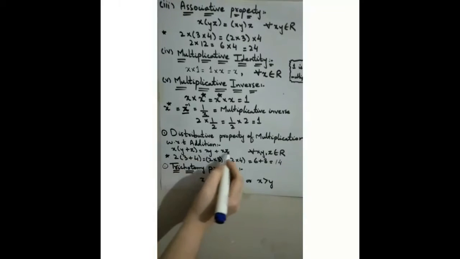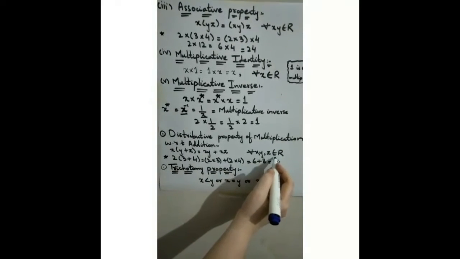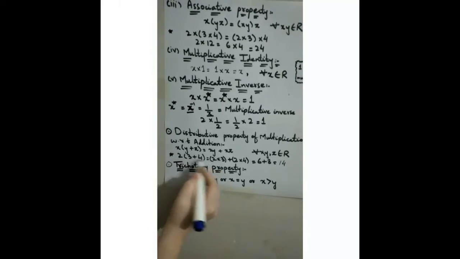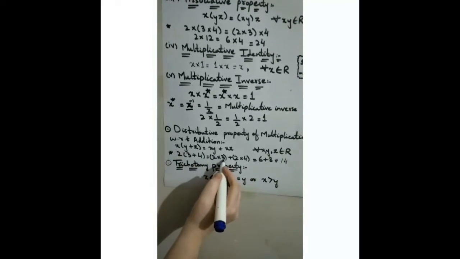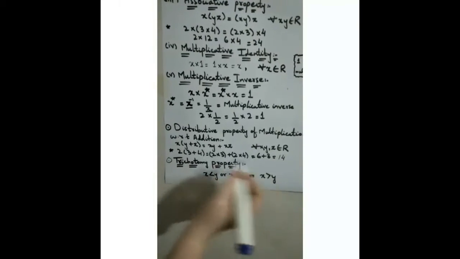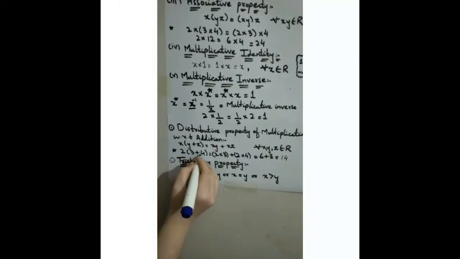Now comes to another property, distributive property of multiplication with respect to addition. x(y plus z) is equal to x multiplied by y plus x multiplied by z for all x, y, z belonging to real numbers. If x equals 2, y equals 3 and z equals 4, it means 2 multiplied by 3 plus 2 multiplied by 4. 2 multiplied by 3 is 6, plus 2 multiplied by 4 is 8. 8 plus 6 equals 14. If I solve the bracket, 3 plus 4 is equal to 7 and 7 multiplied by 2 is equal to 14. Answer will remain the same.